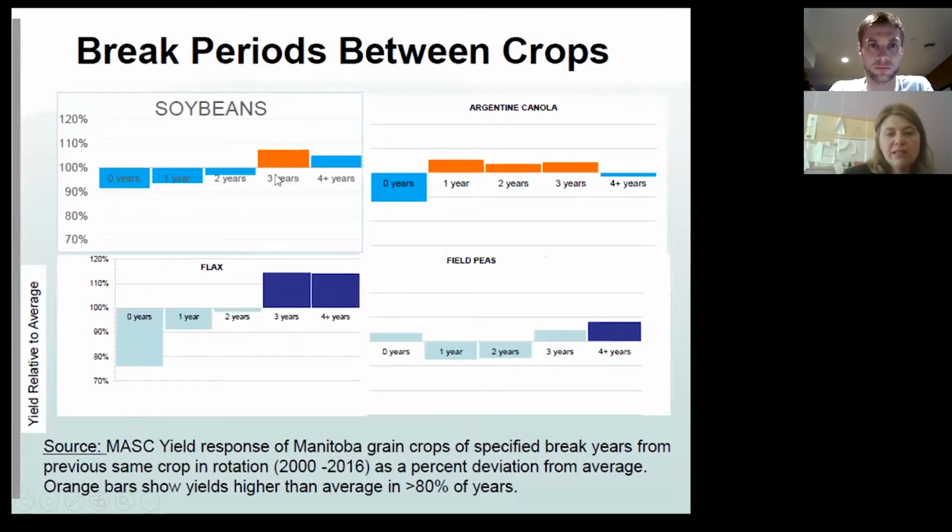In soybeans, it's a 3 year break. So if you're thinking of growing soybeans on soybeans or soybean wheat soybeans, maybe shy away from that, because it's not really till that 3 year break or even that 4 year break you're seeing any yield gain at all, but it's really that 3 year break where it's consistent. In canola, you're looking at a 1, 2, 3 year break.